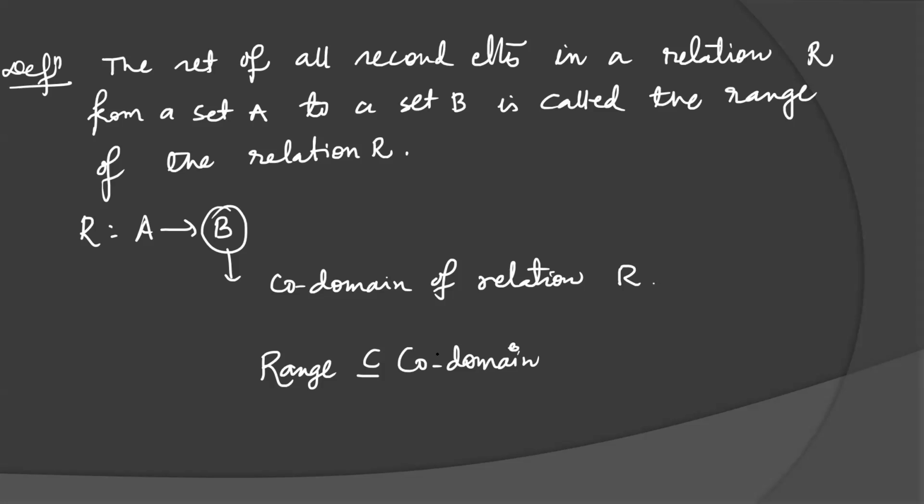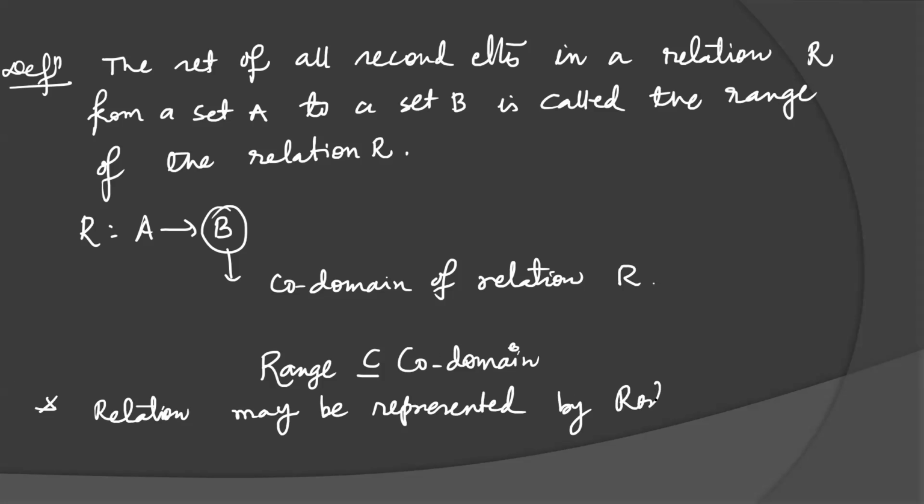Let's see one example and try to understand what a relation is, and how to define domain, range, and codomain. One important remark I am going to write here. How can a relation be represented? A relation may be represented by roster form, as I told you in lecture 1, or set builder form. So you can represent it by any of these notations.